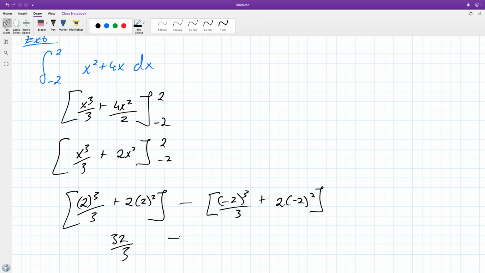Back and change our figures to minus 2's instead of 2's. You get minus 16 over 3. 32 over 3 minus 16 over 3 is 16 over 3 or 5.33 units. You got that, didn't you? Good stuff. Right. Jump on the hard one.